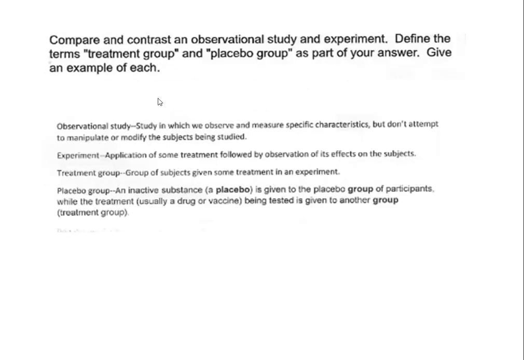For the second question, an observational study, we observe and measure the specific characteristics, but we don't do any manipulation. While in an experiment, there's an application of some treatment, and then we observe what happens after the treatment. So there's a treatment imposed on the experimental subjects. That treatment might be light level, it might be music, it might be scent, it might be a drug. It's imposed on the people. They've got to do it if they're in the experimental group.